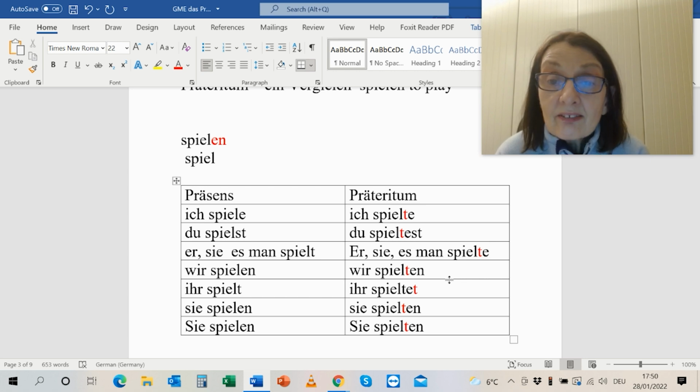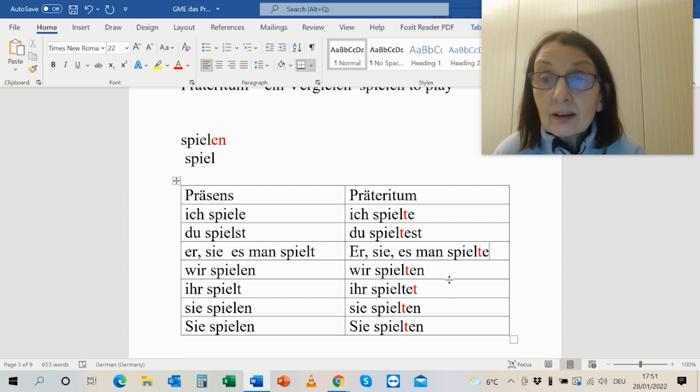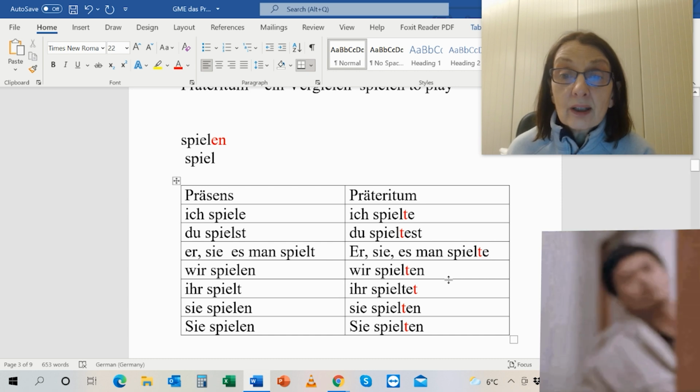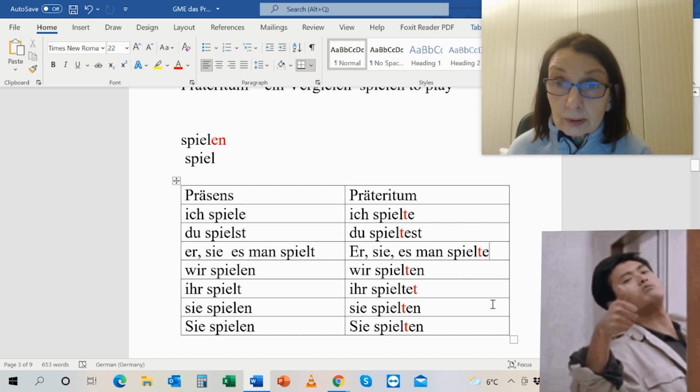Now, du spieltest and ihr spieltet, you wouldn't be using that very often, but you might. So what I would say to you is get part of it under your belt for a while, the te and the ten bit, and then go back and try to get the test and the tet. And then show the comparisons between the present tense and the Präteritum. Now you'll find all of this, of course, down below on the link, because Zoe has it all sorted for you, as usual.